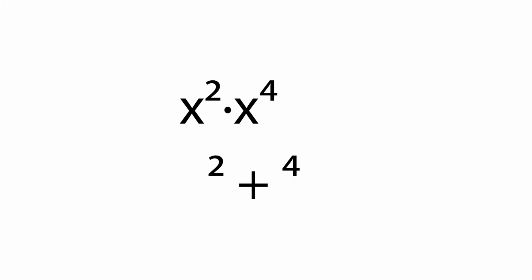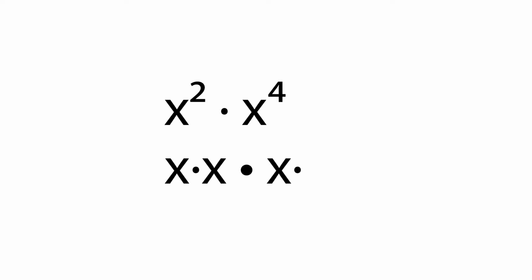The first rule, the product rule, says if we have a to the power of m and multiply that by a to the power of n, this will equal a to the power of m plus n. Here's an example. If we have x to the power of 2 multiplied by x to the power of 4, we will just add the exponents. Therefore, x to the power of 2 times x to the power of 4 is equal to x to the power of 6. Here's why.